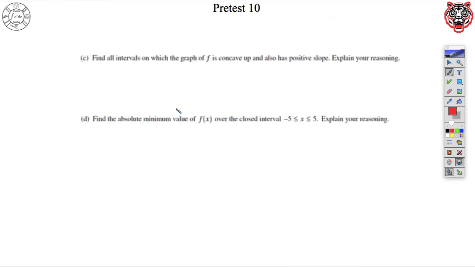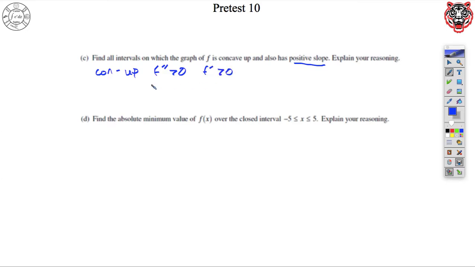So part C, we need to find all of the intervals where it's concave up. Okay, the definition of concave up, use blue here. Concave up is where f double prime is positive. That means the slope is positive, and it has a positive slope. So positive slope means f prime also has to be greater than 0.